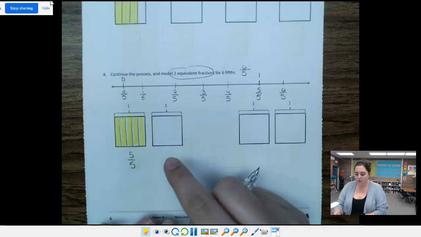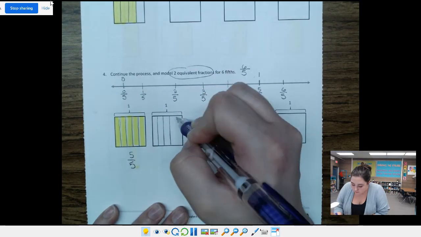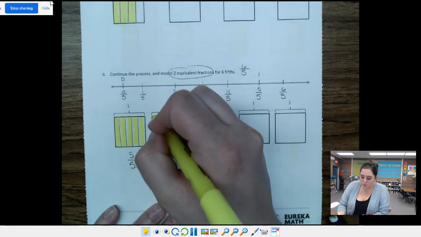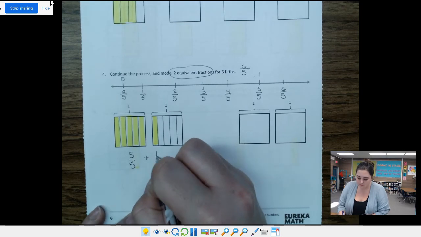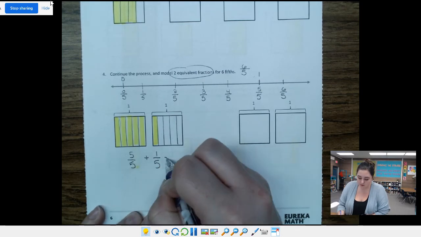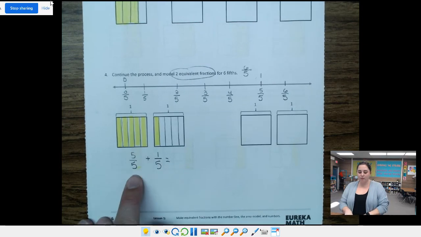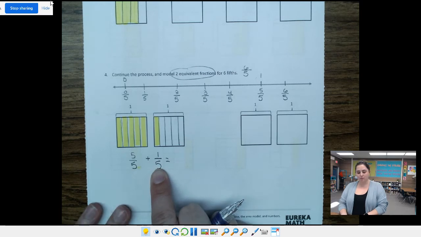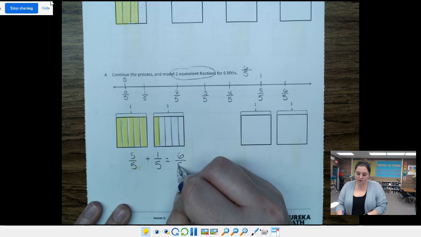I'm going to do the same thing over here. Make 5 pieces. 1, 2, 3, 4. And now I'm going to shade one of those 5 pieces. Together, so I have 5 out of 5. I have 1 out of 5. How much do I have total? 6 out of 5.